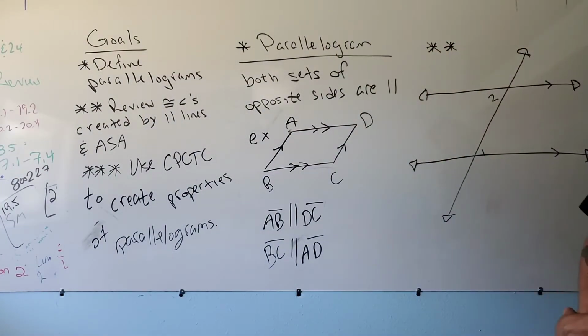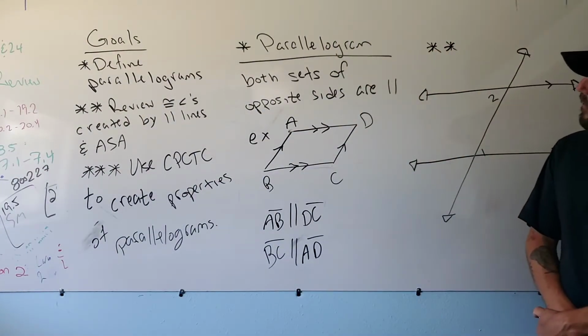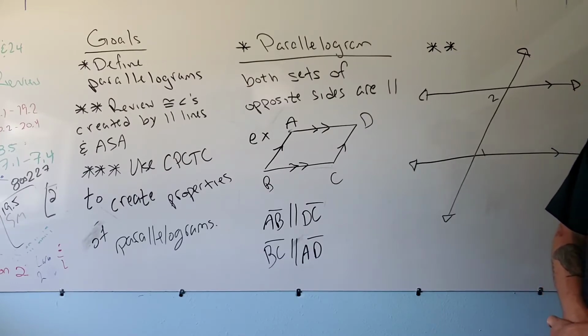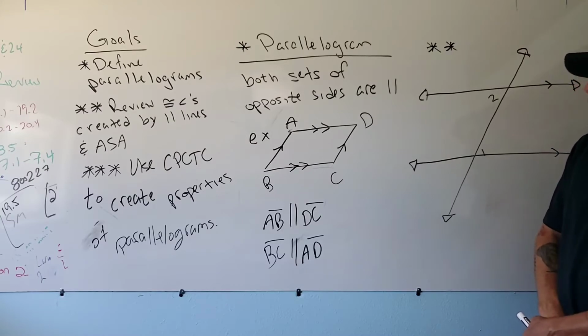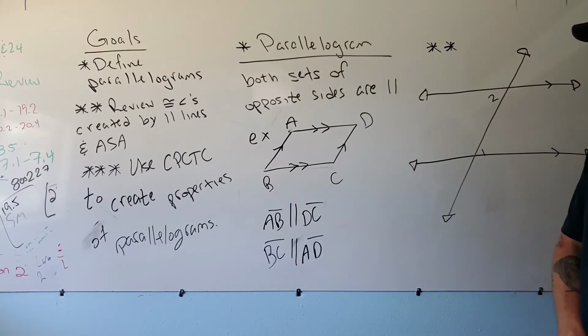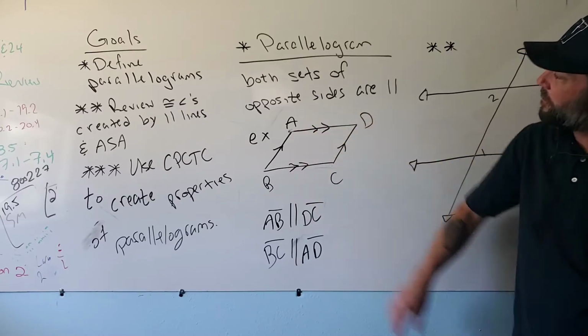So I'll start off with our first goal, and it's going to be to define a parallelogram. A parallelogram is a 4-sided shape, which I didn't write down. It's a four-sided shape where both sets of opposite sides are parallel. So here's an example of a parallelogram.